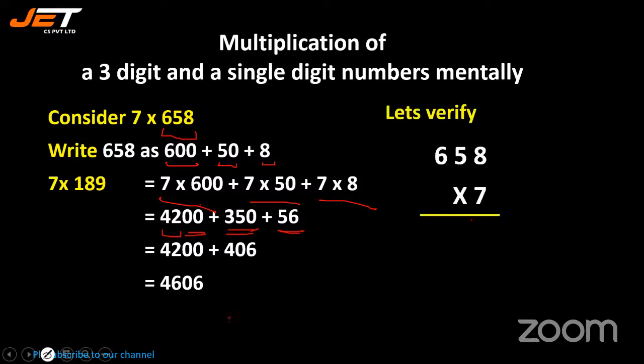Let's verify. 7 times 8 is 56. 7 times 5 is 35 plus 5 is 40. 7 times 6 is 42 plus 4, 46. 4606. I hope this is clear to you.